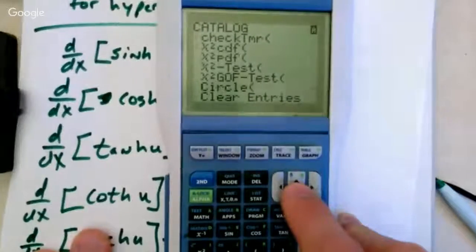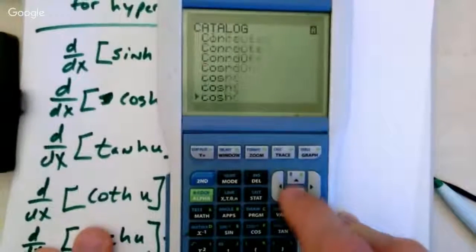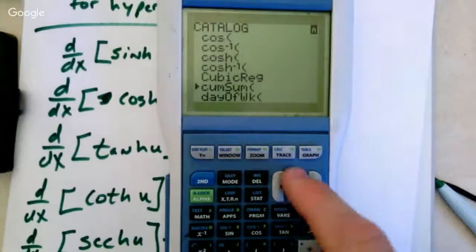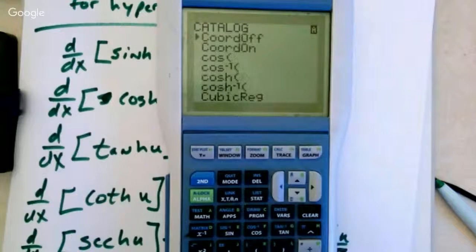Then you do have to push down for a while. But there is actually both a cosine hyperbolic and a cosine hyperbolic inverse on there. So you don't necessarily have to do that from the e to the x function. There is a calculator function for it. Now, I do not think there's cosecant, but of course, cosecant is 1 over the sine, so you'd have to take the reciprocal of both sides first and then plug it in.